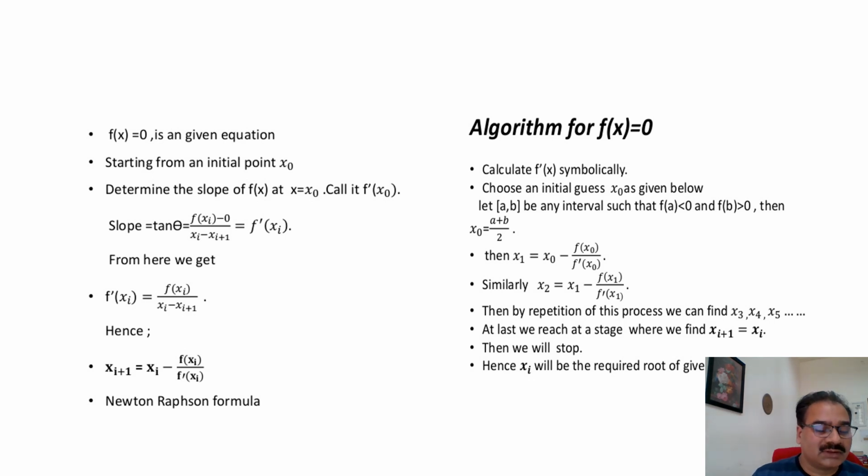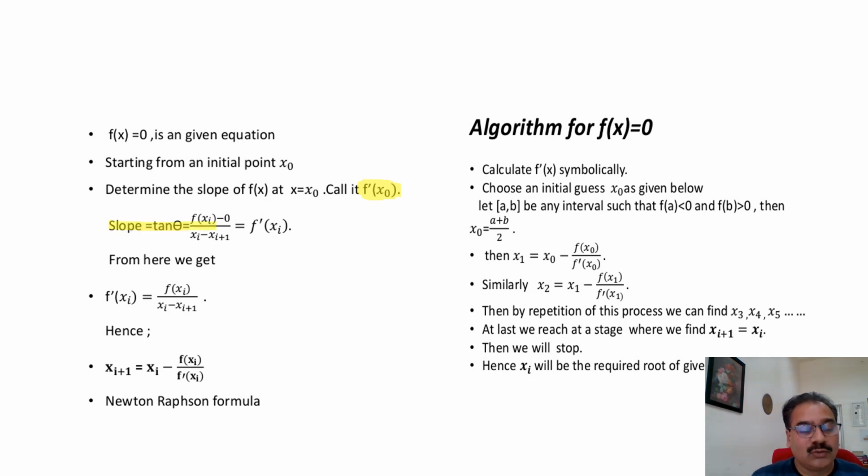at the algorithm for the Newton-Raphson method and how we can derive the formula for it. Here, some basic important things you have to go through in the book and read carefully. In the Newton-Raphson method, if we suppose f(x) is equal to 0 is a given equation, then starting from an initial point x naught, we have to determine the slope of f(x) at x equal to x naught, that is called f dash x naught. This is a very important part of the Newton-Raphson method.